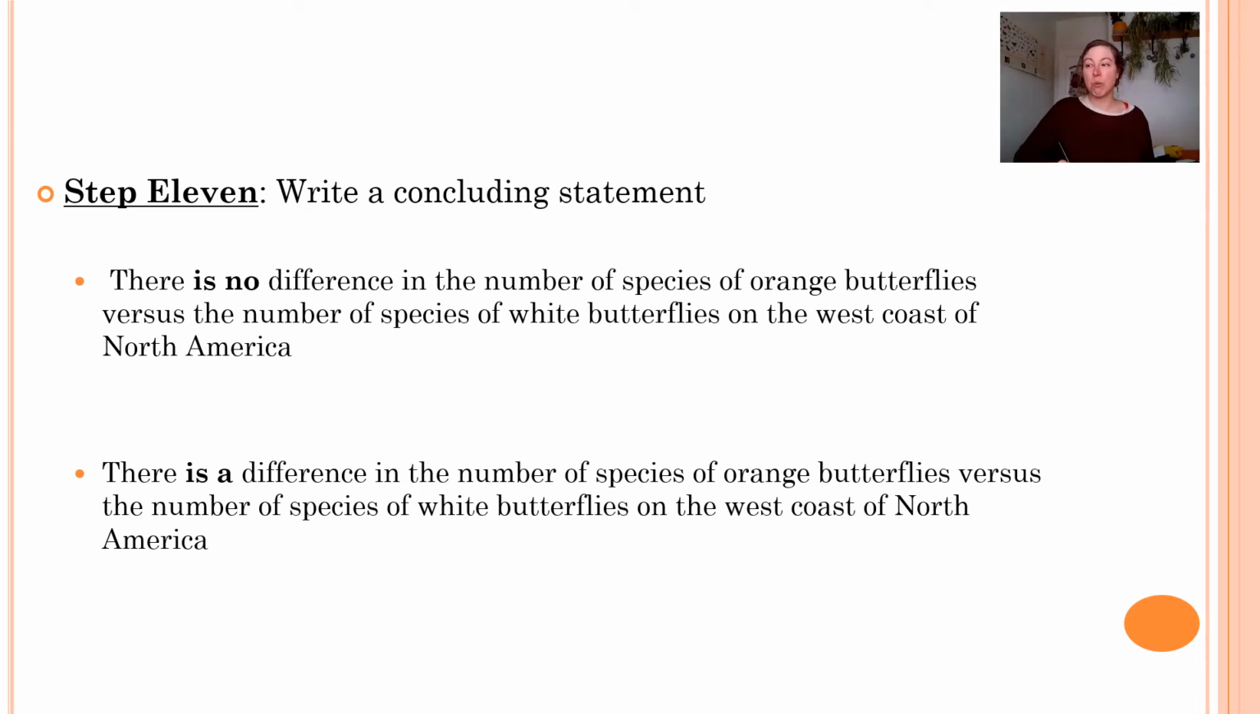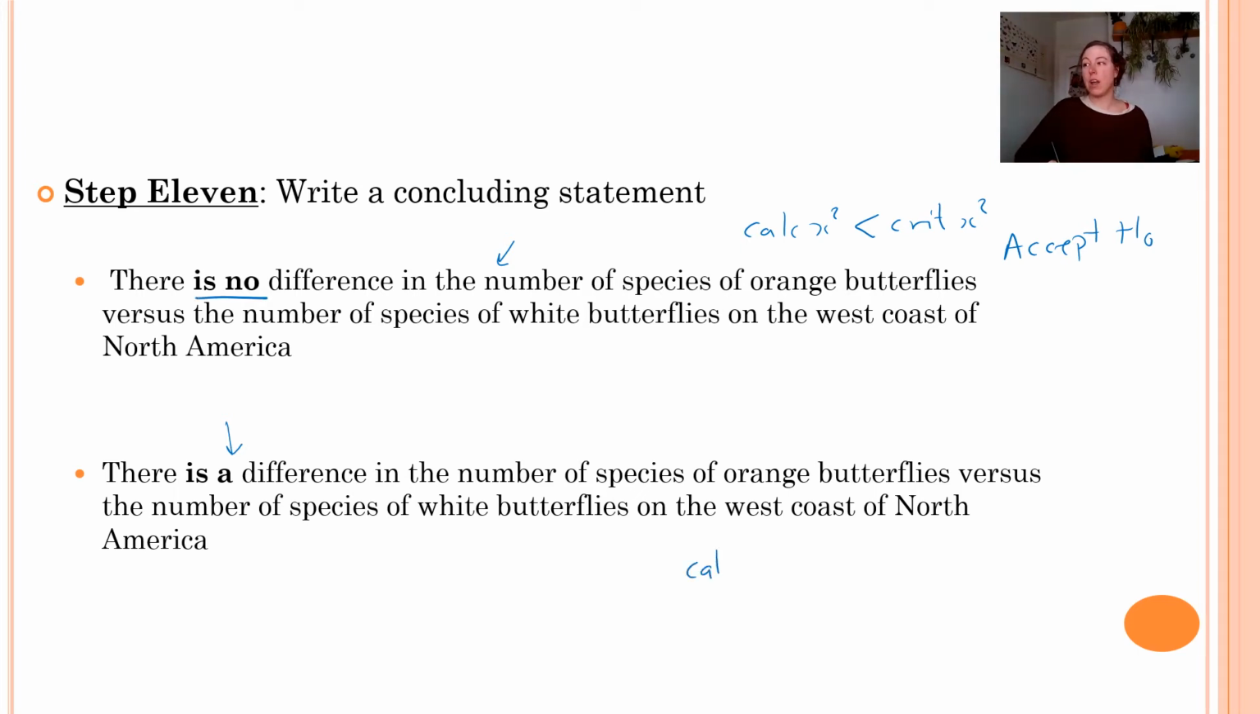If our calculated chi-square had been greater than our critical chi-square, then we would have rejected our HO and we would have used this concluding statement. But because our calculated was less than, we accepted our HO and used this. So calculated chi-squared less than critical chi-squared, we accept HO. And there is no difference.